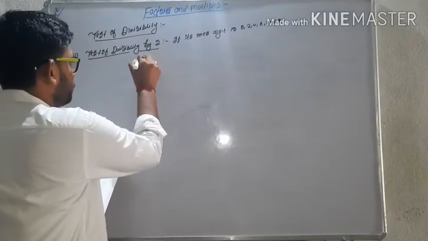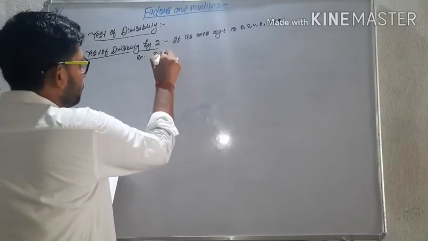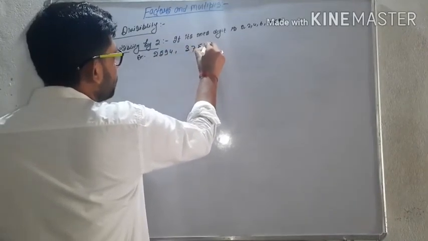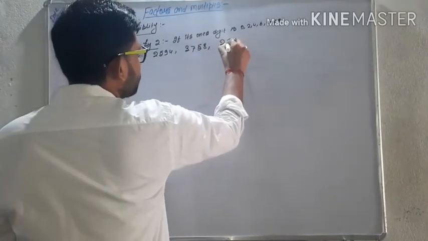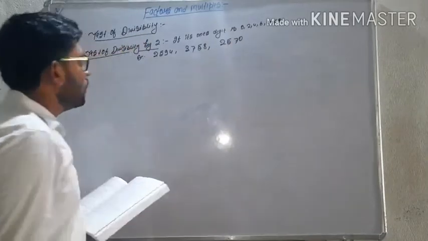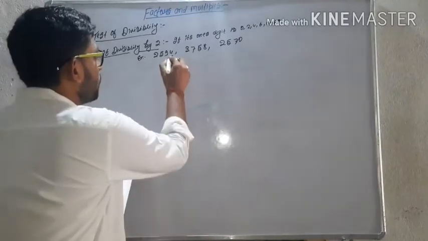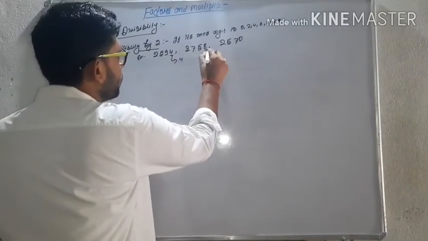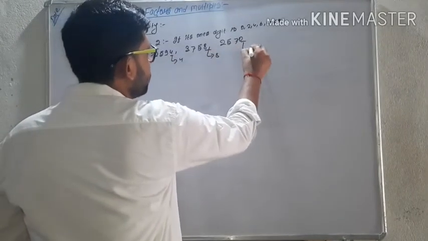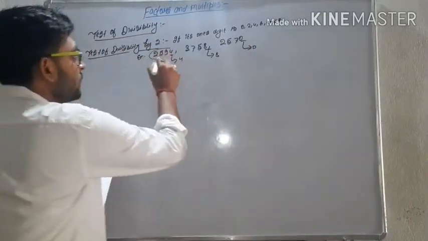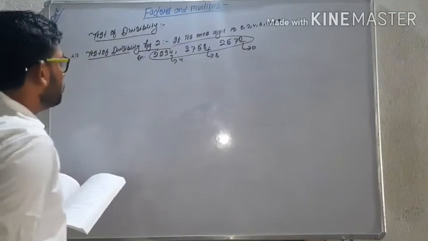For example, 25943, 7582, 570. In these examples, we see that if the unit digit is 4, if the unit digit is 8, and if the unit digit is 0, then these numbers are divisible by 2.